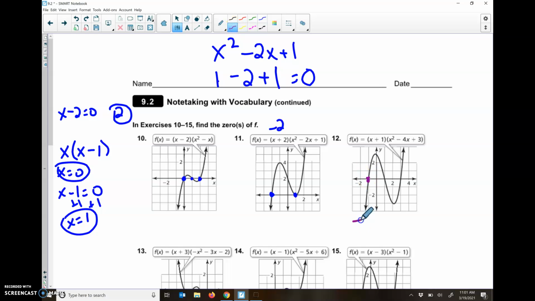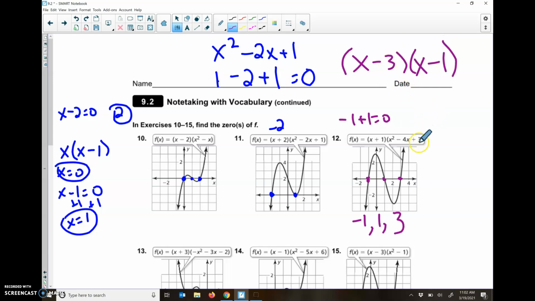Here it's crossing at negative 1, positive 1, and positive 3. Okay, negative 1 is right there. Negative 1 plus 1 is 0. So that's why negative 1 is the answer. This one we have x squared minus 4x plus 3. So if I do x minus 3, x minus 1, negative 1 times negative 3 is 3. So two numbers that multiply to 3 and add to negative 4. Negative 3 plus negative 1 is negative 4. And then you just set those equal to 0. So x minus 3 equals 0. Add 3. Well, that's where the 3 answer comes from. Then x minus 1 equals 0. Add 1, and that's where the 1 answer comes from.